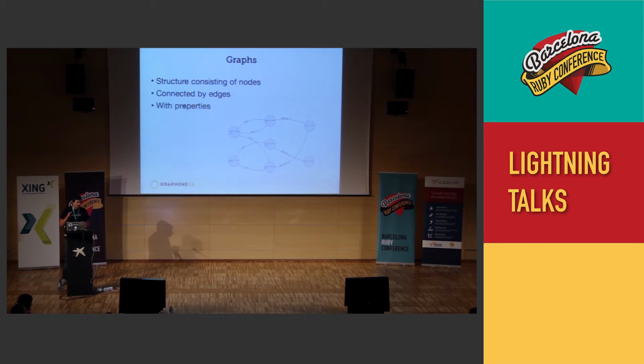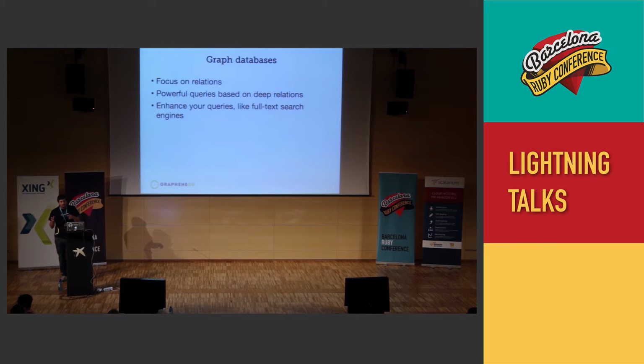And these properties can be the usual primitives, like string, numbers, and so on, Boolean. So graph databases are databases that focus on the relations between nodes. In that way, you can do very powerful queries where you really leverage the deep relations between different entities. And you don't have to think of it as a replacement for your current database.